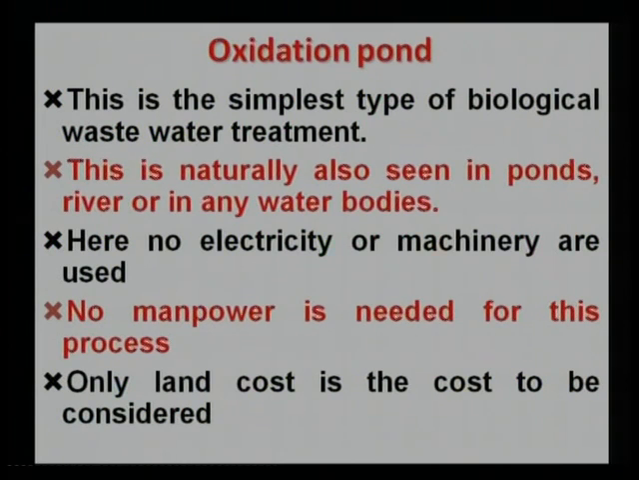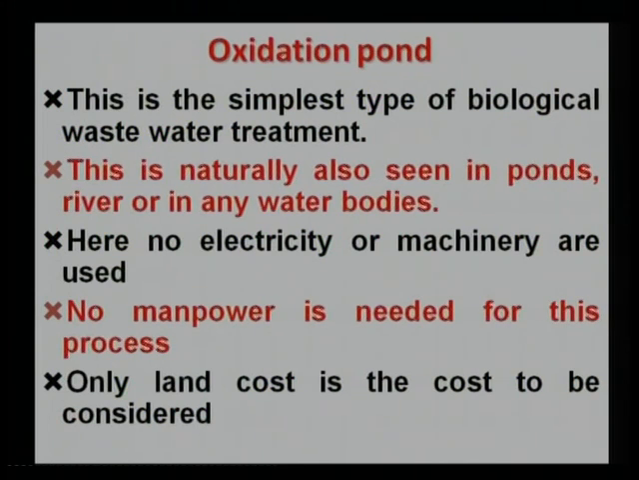Now we are coming to the third one, which is called the oxidation pond. The oxidation pond is the simplest type of biological or secondary treatment of wastewater. This is not a technologically sound or modified process. It is a very simple process. It is usually found in ponds, rivers, water streams, lakes, or whatever water bodies are there. This is a very frequent process in all of these places.